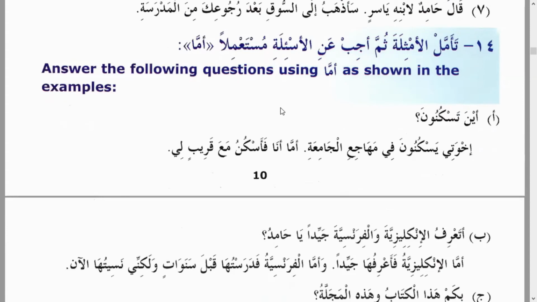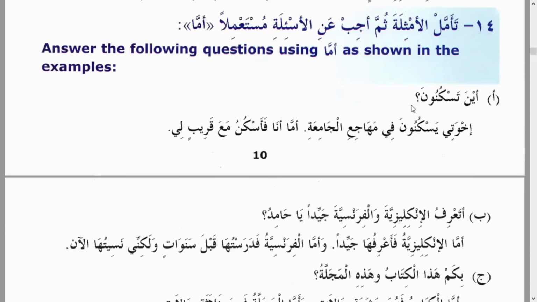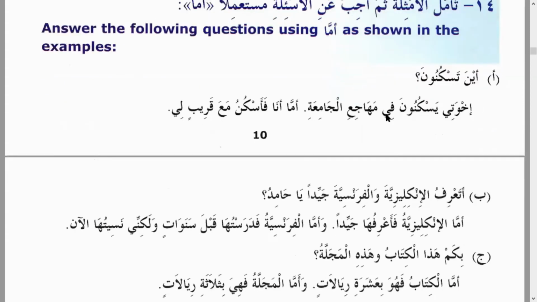So amma. So aina taskununa, where do you live? Ikhwati yaskununa fi mahaji' al-jamiyati. My brothers stay in the university hostel. Amma ana, as for me, see, as for me. I mean, when you say as for me, fa should always come with amma, right?